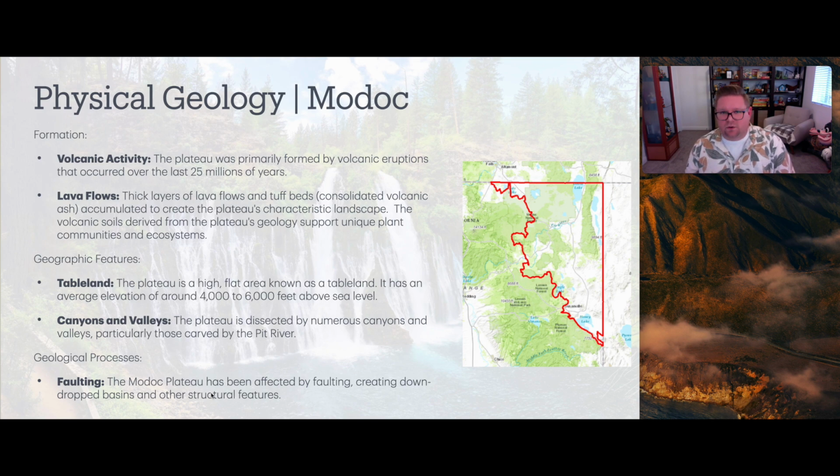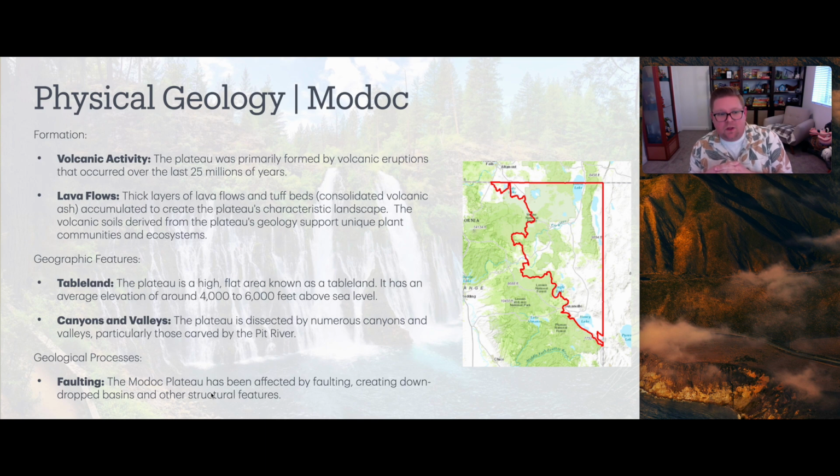So what's the general geology of the Modoc? The plateau was primarily formed by volcanic eruptions that occurred about 25 million years ago, a lot more recent than most of Klamath. The lava flows are very thick layers of lava and tuff beds, where tuff is consolidated volcanic ash. So it kind of has the consistency of a large brick. It's been compacted and accumulated to create the plateau's characteristic landscape. The volcanic soils derived from the plateau's geology support a unique plant community and ecosystem.